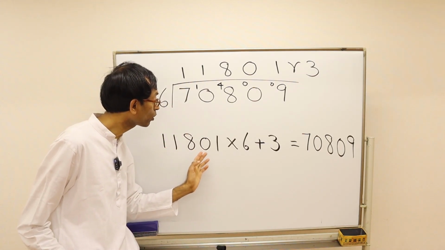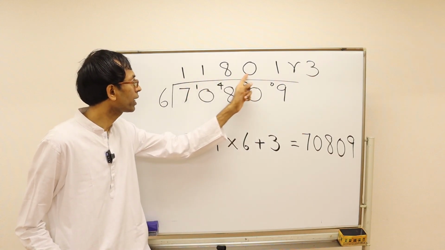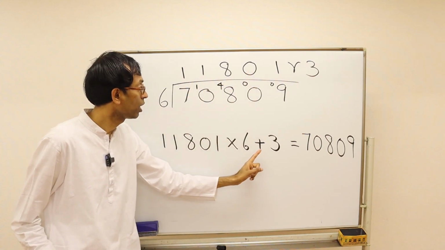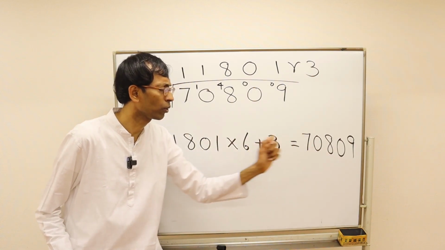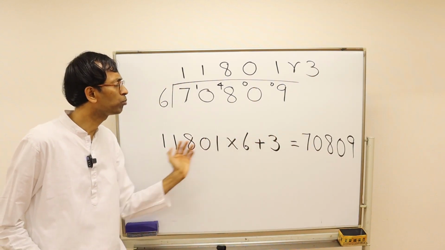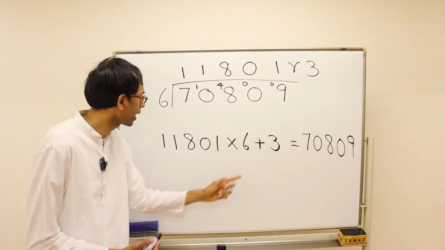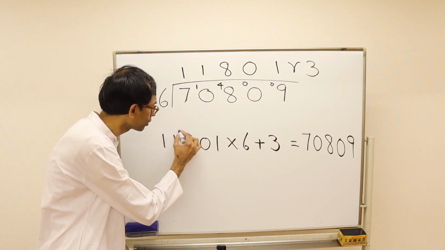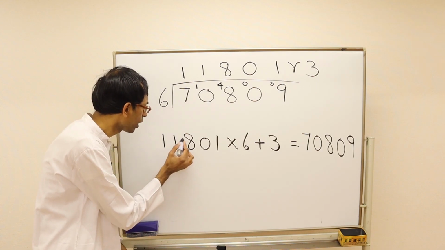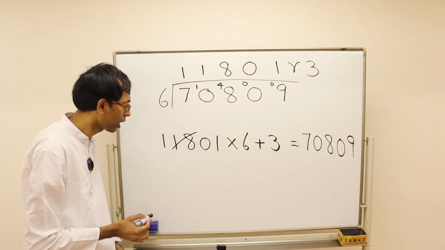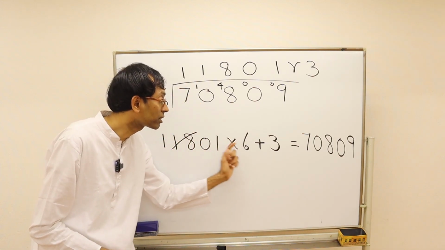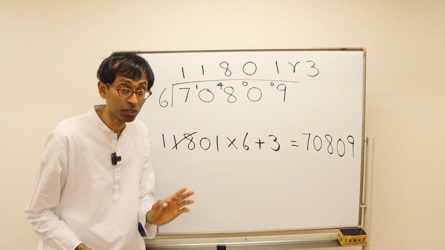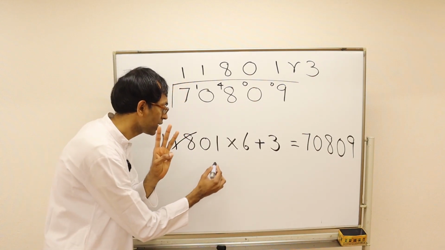Okay, I rewrote this problem. So 11801 times 6 plus this remainder 3 should be equal to this. Okay, we will see the digit sums of both sides. On this side, how much is the digit sum for this number? 8 and 1 add up to a 9, they don't count. You have 1 plus 1 is a 2. So 2 times 6 is 12. So the digit sum is 3 here.